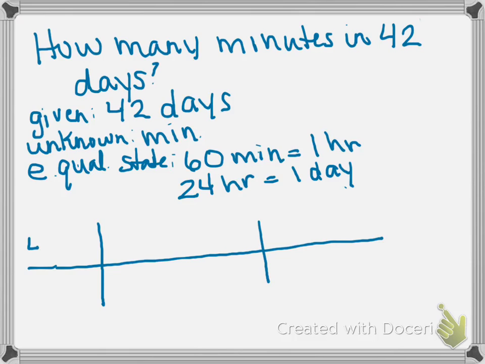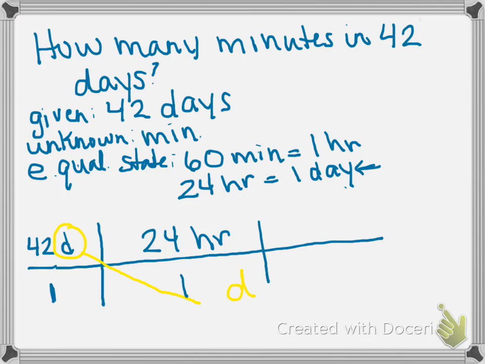I'm going to start with my given, 42 days over 1. Now, I have to figure out what goes in this first conversion. Okay? I'm going to let my units guide me. So I look, I've got days here. So that tells me I want days to go down here. Now the question is, which of my equality statements has days in it? Oh look, this one. So 1 day is 24 hours.